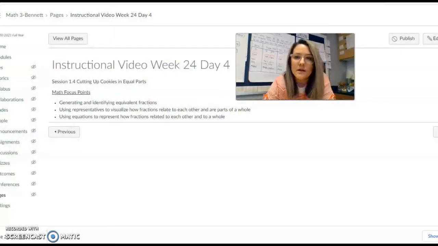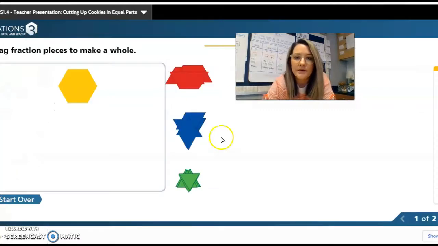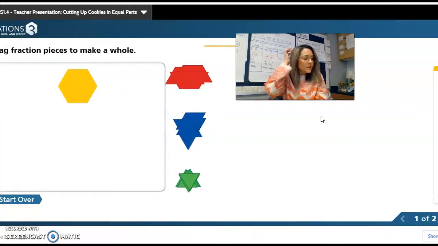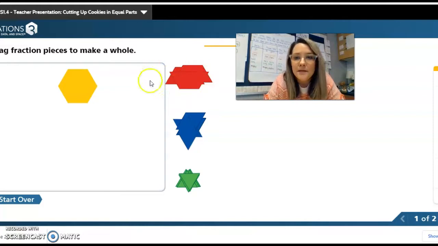So I'll have the blocks here, but I'm going to go over to our virtual pattern blocks so you can see better here. All right, so we're going to use the hexagon as our whole, and I want you to take a minute and think about how many red trapezoids we could use to make one whole hexagon cookie.